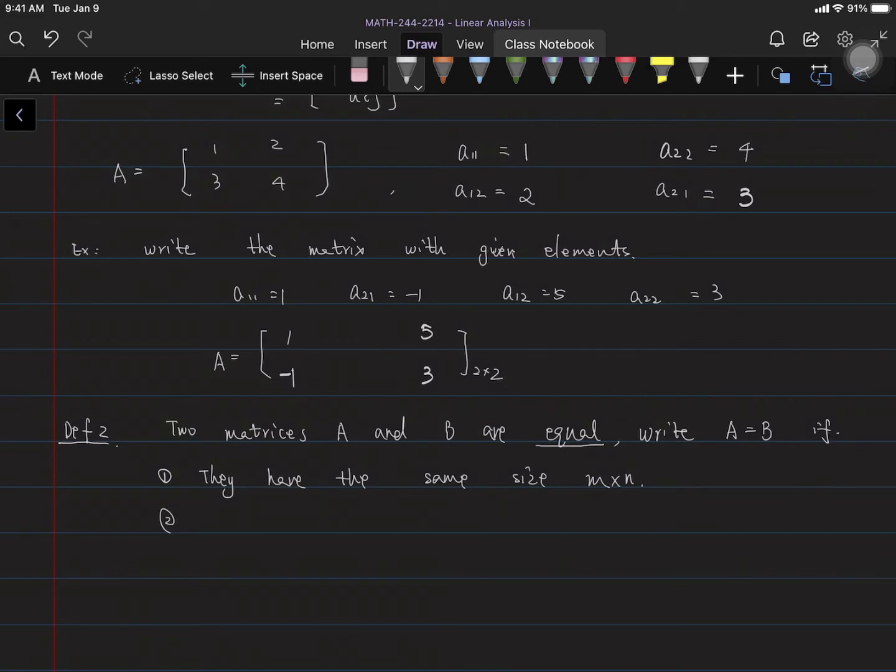Second, Aij, that means the elements in matrix A, equals Bij. All corresponding elements are equal. Okay, pretty easy to understand. Equal means they have to be exactly the same thing.